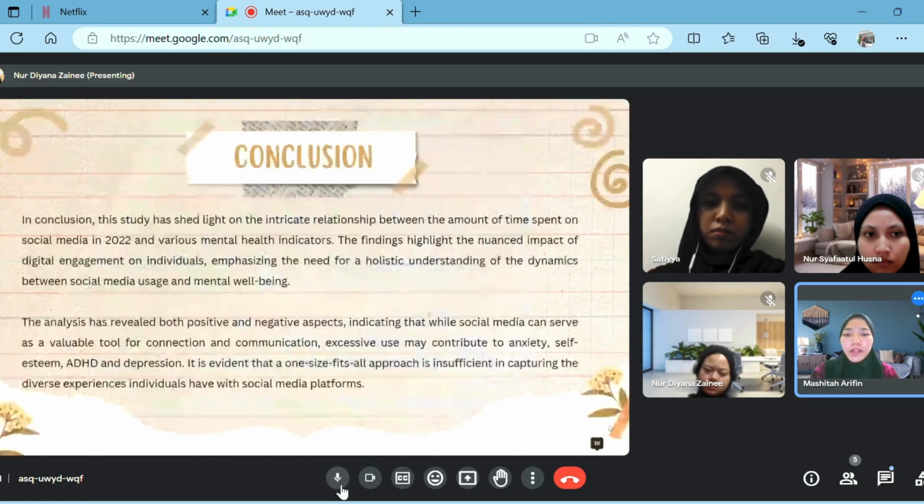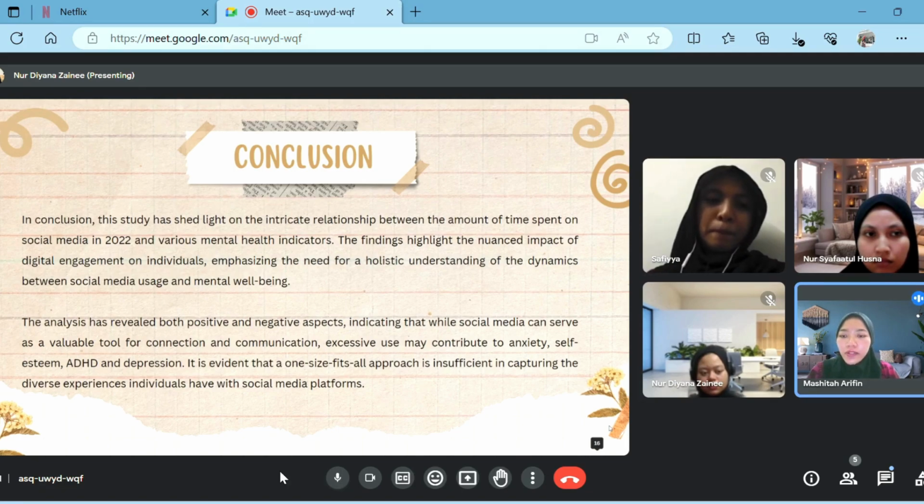Okay, so for the conclusion, this study has shed light on the intricate relationship between the amount of time spent on social media in 2022 and various mental health indicators. The findings highlight the nuanced impact of digital engagement on individuals, emphasizing the need for a holistic understanding of the dynamics between social media usage and mental well-being.